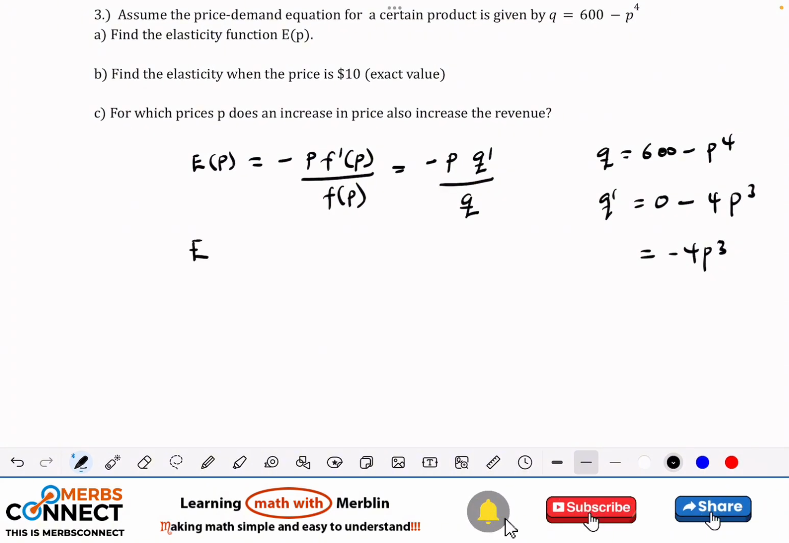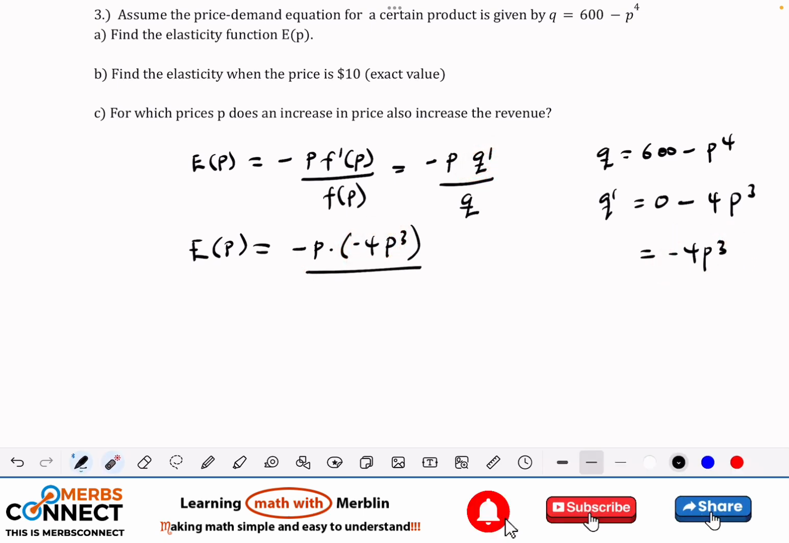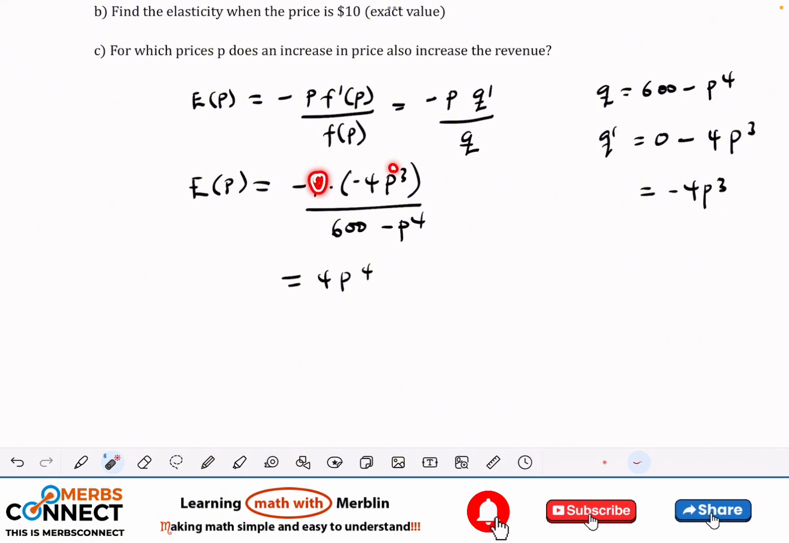So what is E of p? E of p will be equal to minus p times, what did we get for Q prime? Q prime was minus 4p to the power 3, which is here. So we are just doing substitution. Divided by, what is Q? Q is what is given to us, so this is going to give us 600 minus p to the power 4. When I multiply, minus minus is positive. So I'm going to have 4p to the power 4, because I have p here and p here, divided by 600 minus p to the power 4.